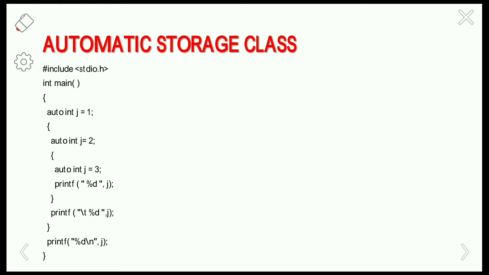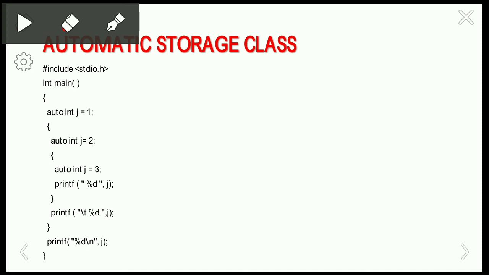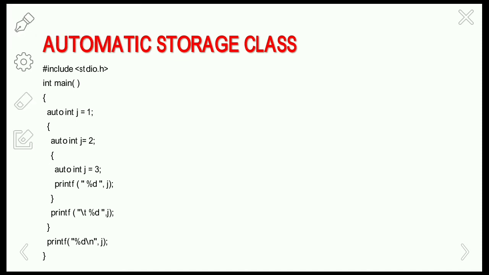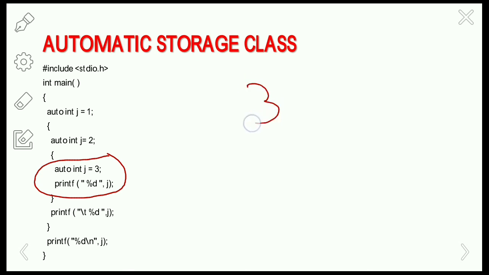So why? Because the compiler will start compiling this program, and here printf %d comma j. So here, local to the printf statement, j equals 3 is assigned, right? So now it is going to print that particular variable, j equals 3. Then it will come out of that innermost block. So the output is 3.